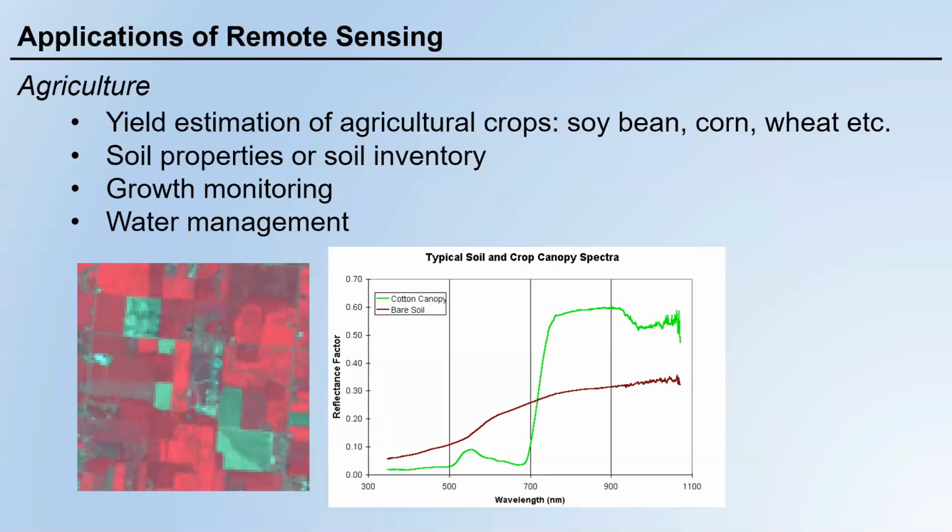Is it bare soil? Is it vegetation? Is it glass? Is it metal? So here is just a very simple example. Using this chart, we can differentiate soil and crop canopy, because there is a huge difference in terms of the shapes of these two curves. Okay, and the red area, like I said, is vegetation, right? The green area could be soil.